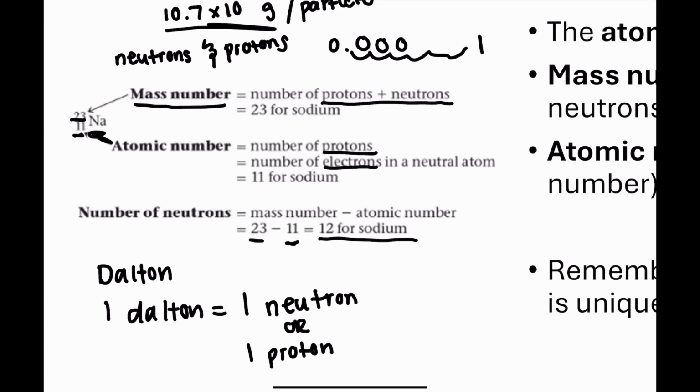Another thing I want you guys to remember is that when we're looking at the periodic table, we are not always going to see the mass number on top of the atomic number. Sometimes we see the atomic number above the mass number. But what's important to note is that the atomic number is always going to be less than the mass number.